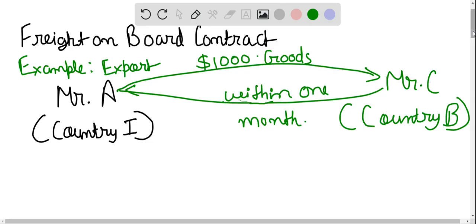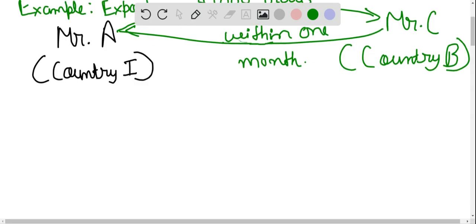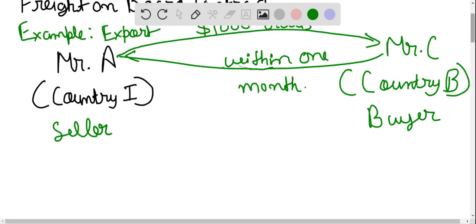Now in that case, what will happen if Mr. C is the buyer and Mr. A is the seller? As Mr. C will pay the shipping expenses, then what will happen? Two accounts will be affected, that is stock and cash. Why stock and why not shipping expenses? Because the cost of stock will include shipping expenses.